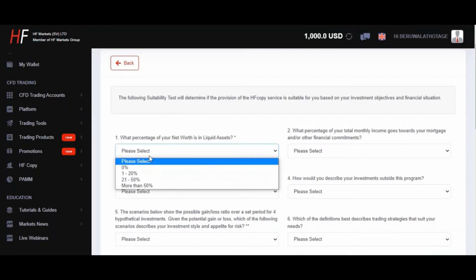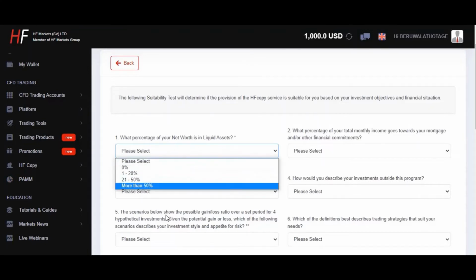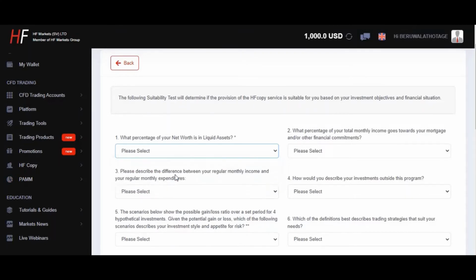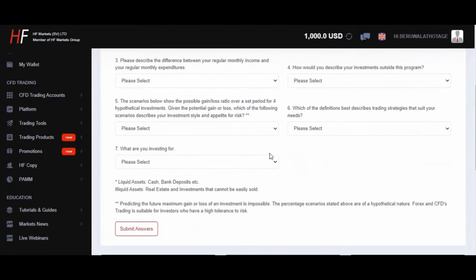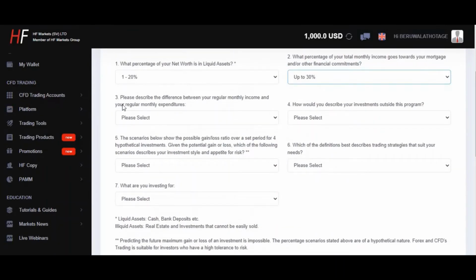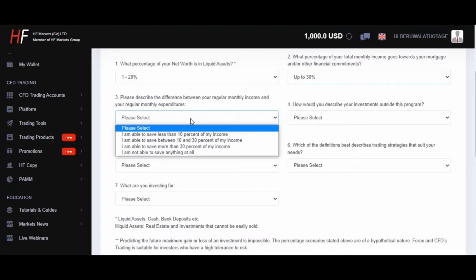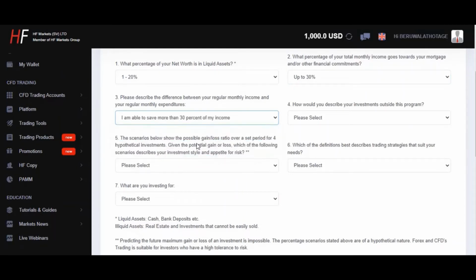What percentage of net worth is in liquid assets? I would say 1 to 20%. What percentage of total monthly income goes towards your mortgage and other financial commitments? I would say 30%. Please describe the difference between your regular monthly income and your regular monthly expenditures. I am able to save more than 30% of my income. Okay. How would you describe your investments outside this program?